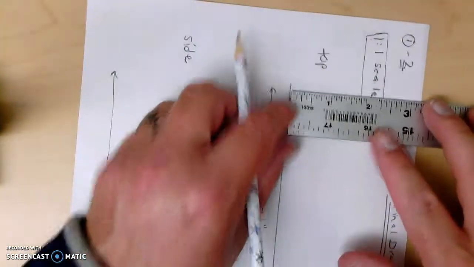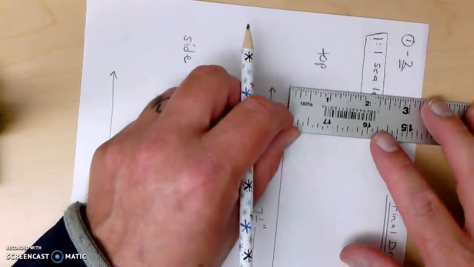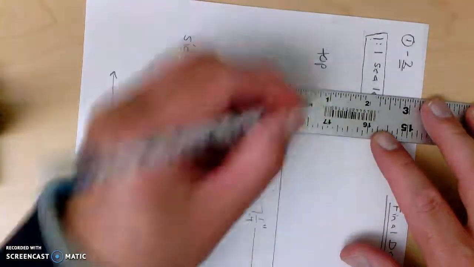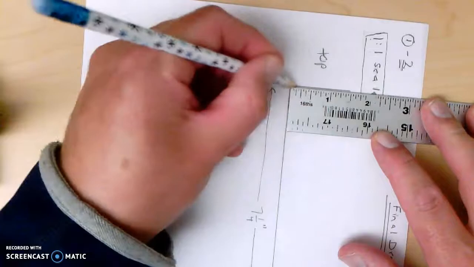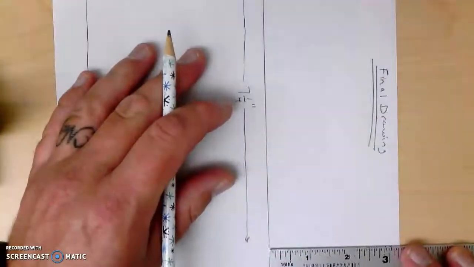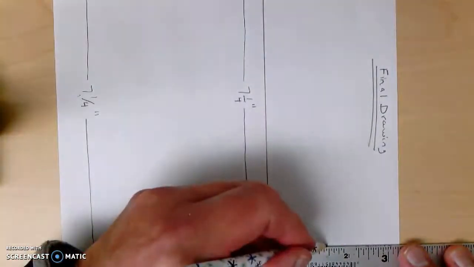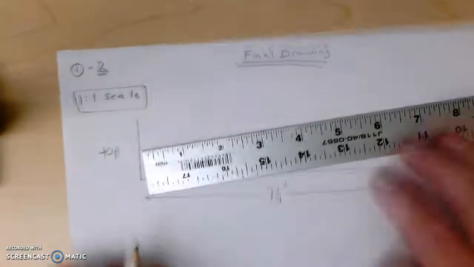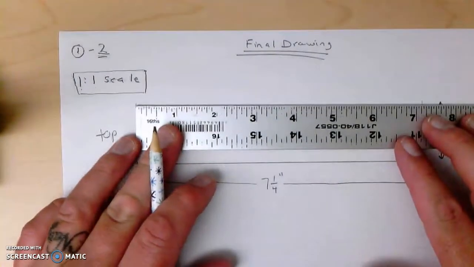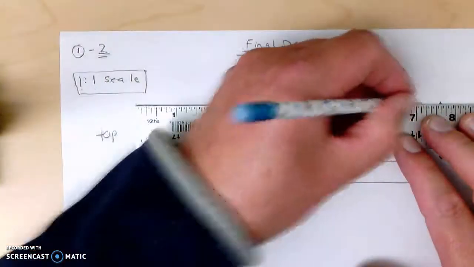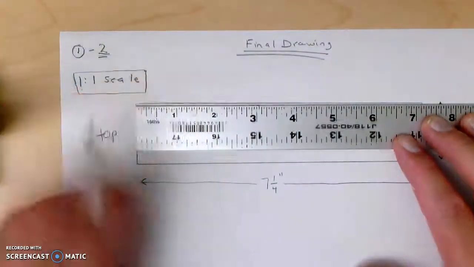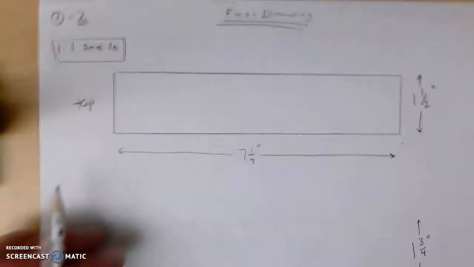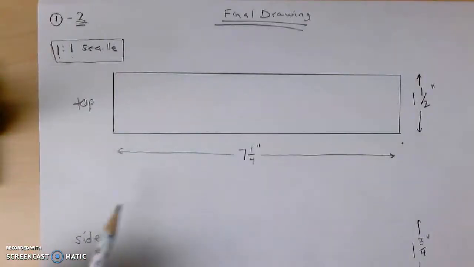I turn my paper sideways. I can measure 1.5. Half is halfway in between 1 and 2. That's 1.5. So I can draw my line. I will do the same thing over on this side, 1.5. And then all I need to do for this last 7 1/4 line is connect those lines. So there, I now have my rectangle from the top view.